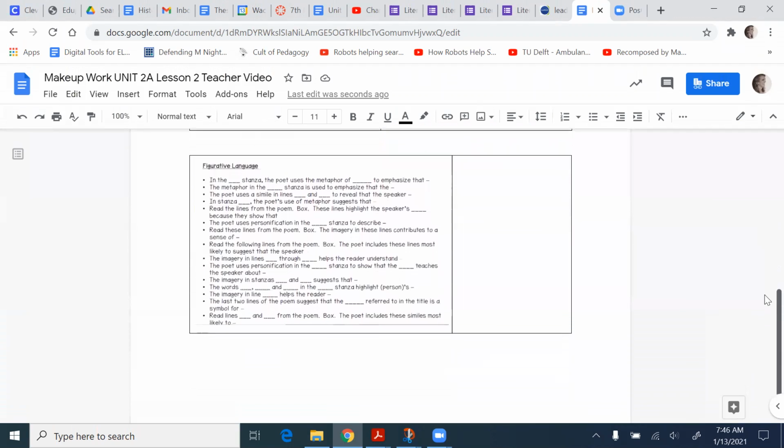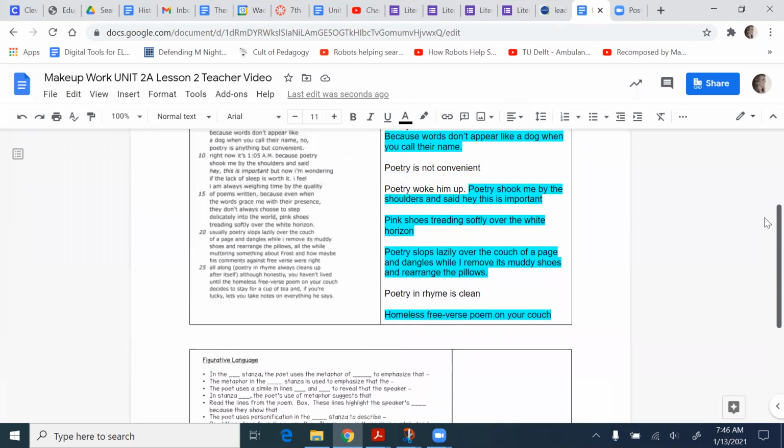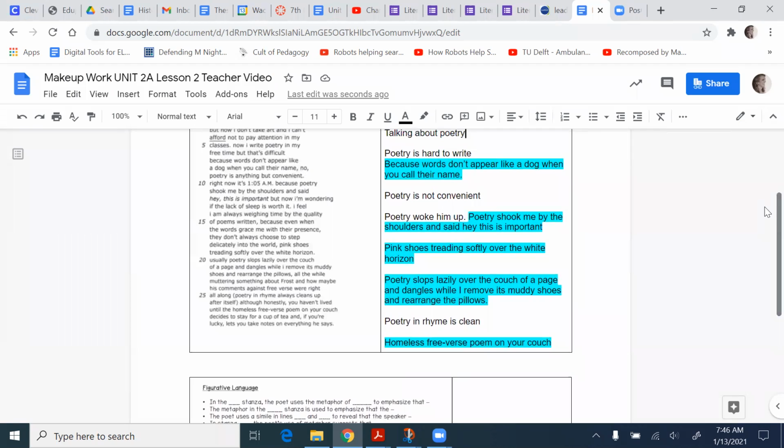So here's the kind of questions you're going to get. Look at all this. There's a ton of figurative language questions. "In the third stanza, the poet uses the metaphor of blank to emphasize that." "The metaphor in the third stanza is used to emphasize what?" "The poet uses lines in simile to reveal that the speaker." So you notice what they're asking. They're asking you how they're using the simile, how they're using the metaphor, how they're using personification. Those are the questions you're going to get. So everything in blue, that's what you're going to get questions about. What did the poet mean when he used the personification or the simile?